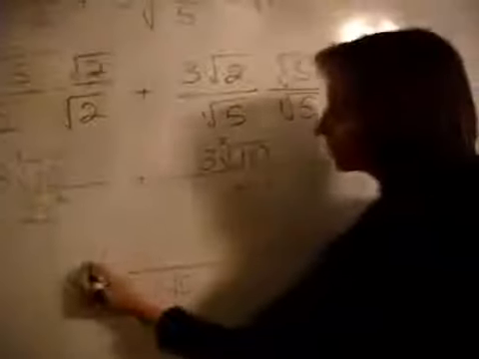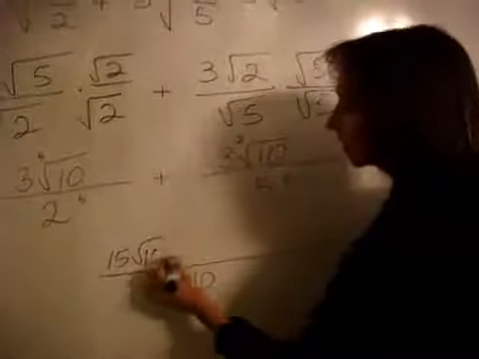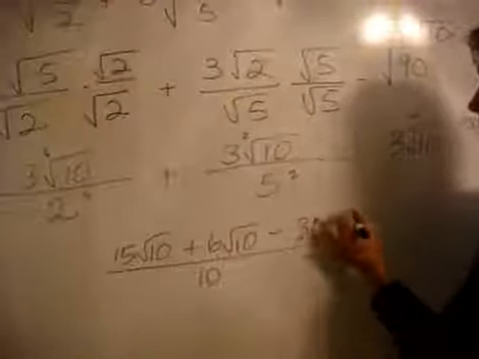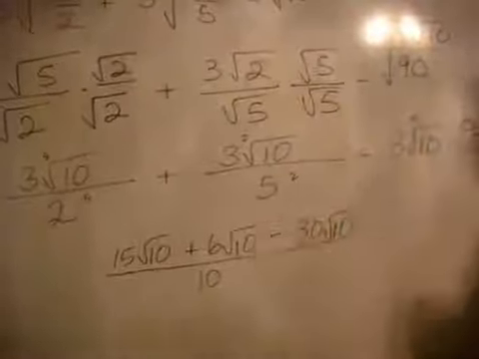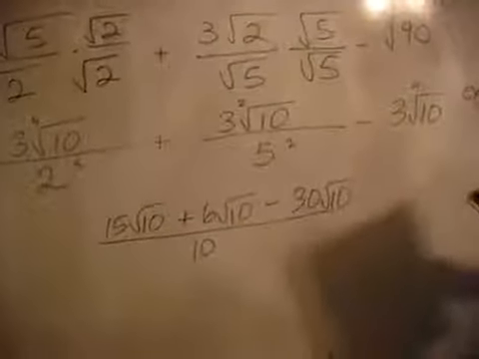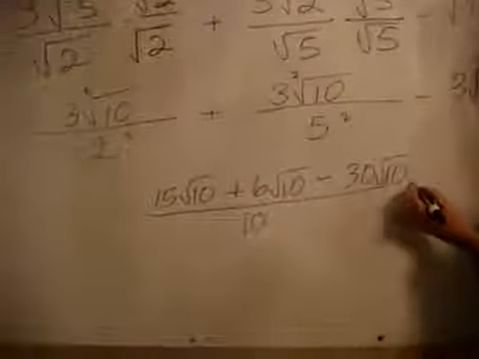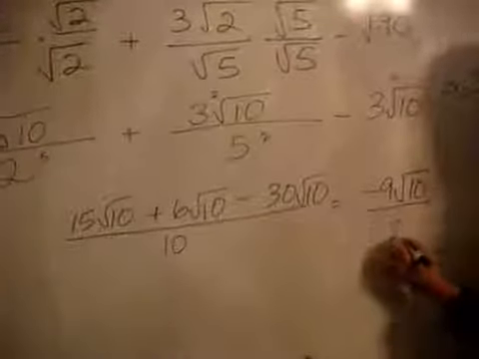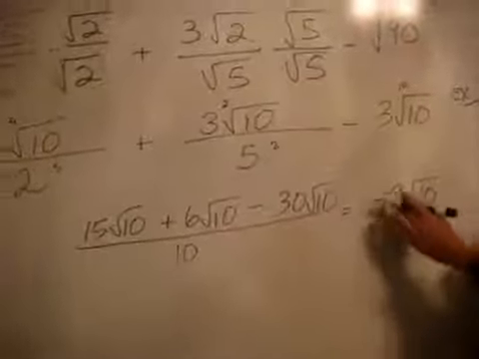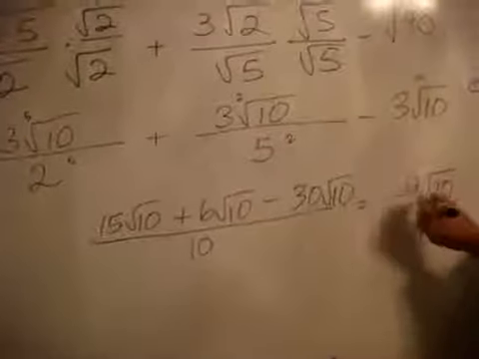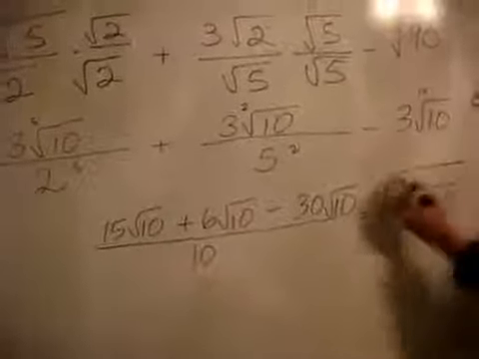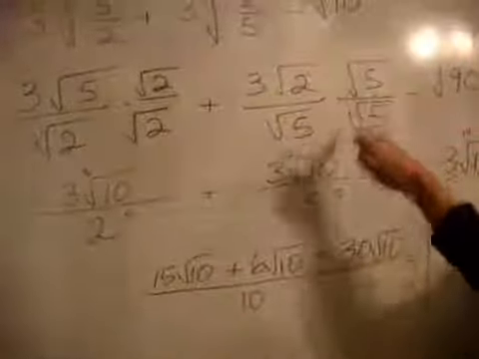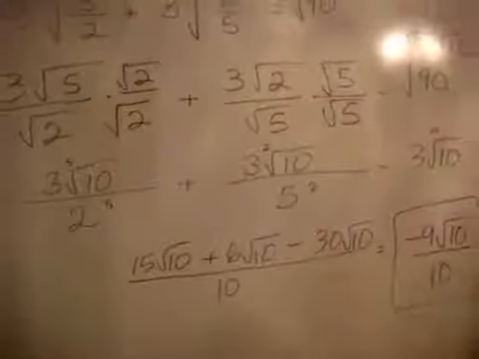So we're going to get 15 square root of 10 plus 6 square root of 10 minus 30 square root of 10. Since they're all square root of 10s, they're basically like terms, so we can add those all together, and we get a final answer of minus 9 square root of 10 over 10. If these were reducible, we could reduce them, but they're not. There's nothing that goes into 9 and 10, so this is your final answer. So these are kind of simple. All you have to do is rationalize your denominators and find common denominators.